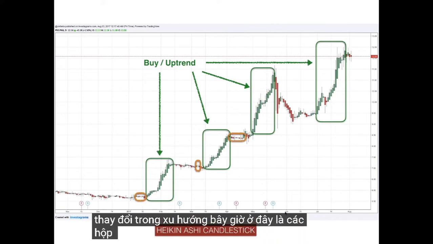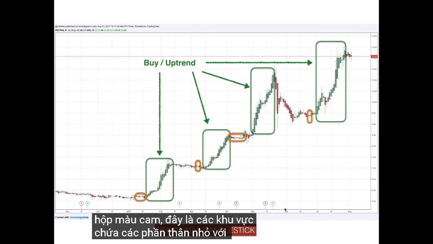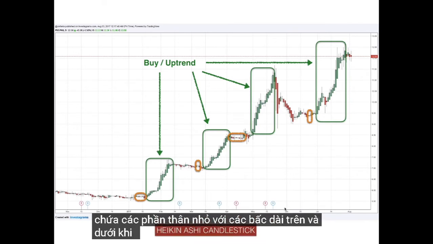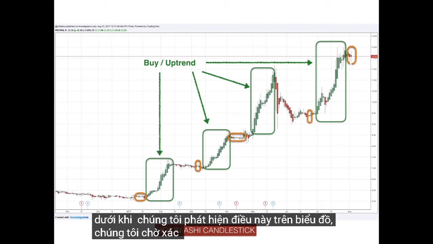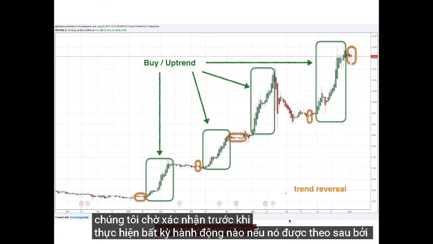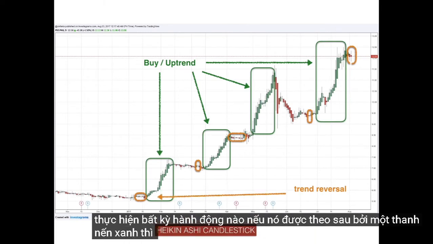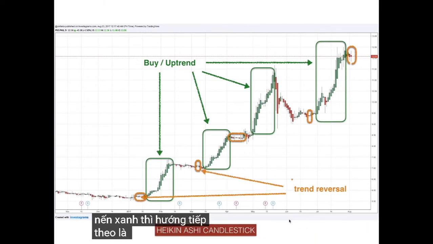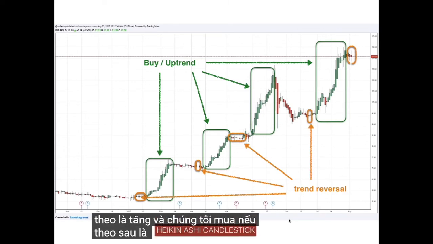Now here are the orange boxes. These are areas which contain small bodies with long upper and lower wicks. When we spot this on a chart, we wait for confirmation before any action is made. If it is followed by a green candlestick, then the succeeding direction is up and we buy. If it is followed by a red candlestick, then the succeeding direction is down and that is our sell signal.